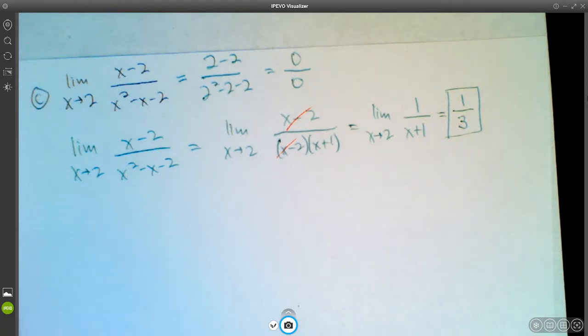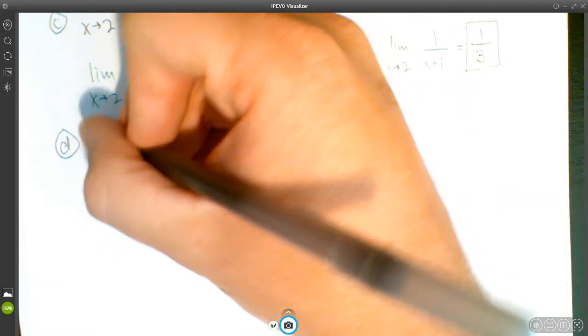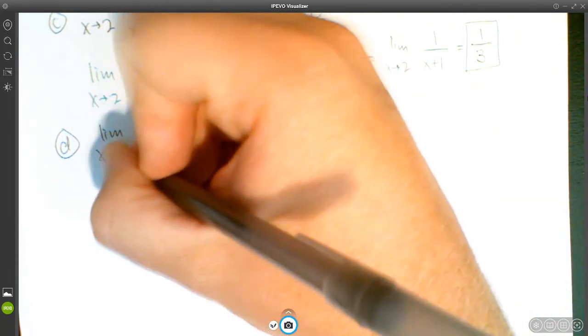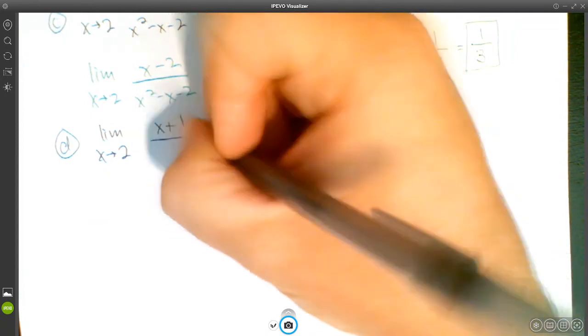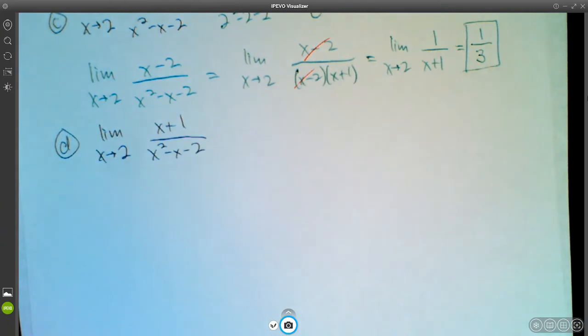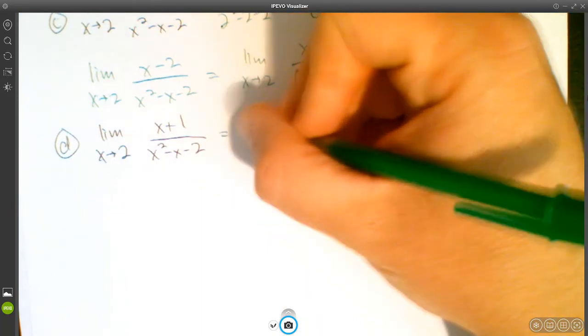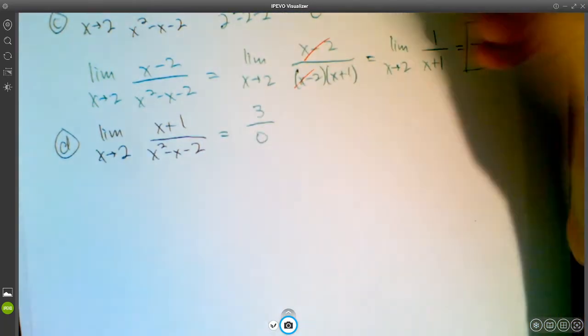Okay, let's look at another one. Let's do the limit as x approaches 2 of x plus 1 over x squared minus x minus 2. Now, if we follow the strategy that we've been following, we would go ahead and plug in 2, and we would get 3 over 0, and that tells us that the limit's undefined.